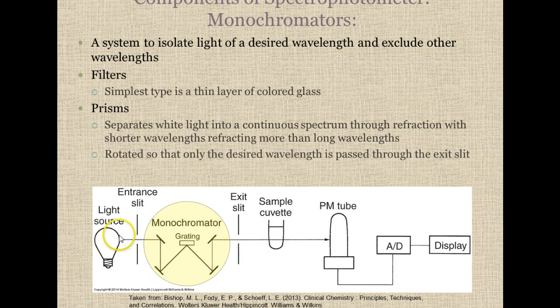So we have the light coming through over here. There's an entrance slit, and then we can pick the wavelength that you want. The manufacturer of the test will tell you what wavelength to use. There'll be a dial. So you can pick 340, you can pick 550. You can turn it to whatever you need, and that will turn that monochromator to isolate one wavelength.